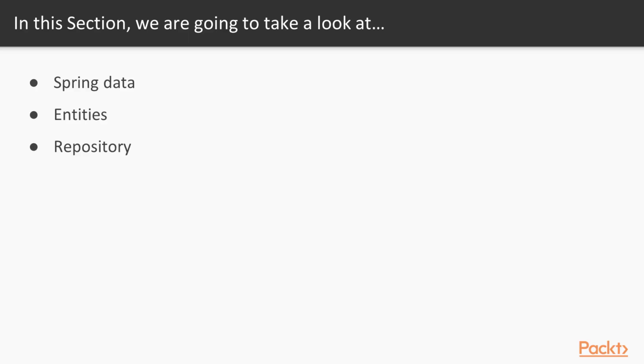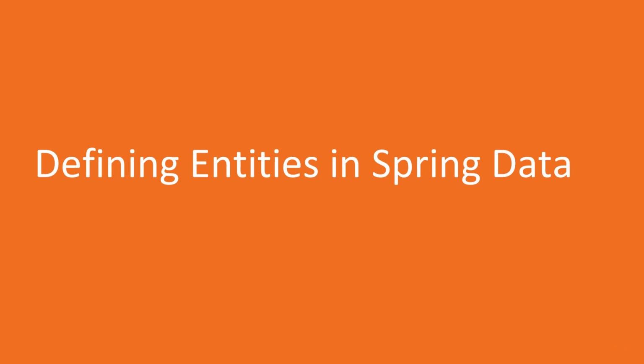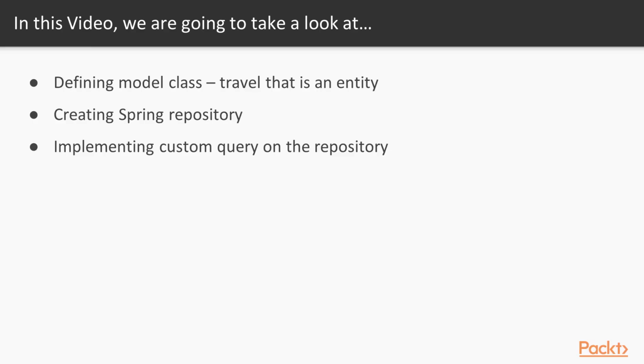In this section we will define what Spring Data is. We'll be defining entities and a repository for accessing data. And in this video I will be defining entities in Spring Data. Firstly, we define a model class, Travel, that is an entity. We will create a Spring repository and we'll be implementing a custom query on that repository class.